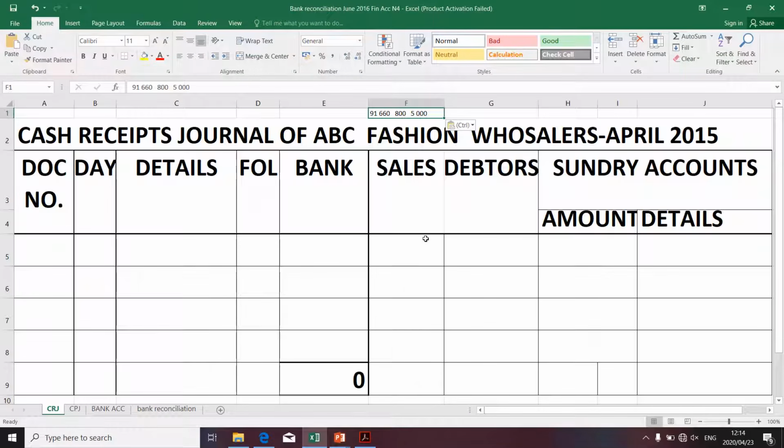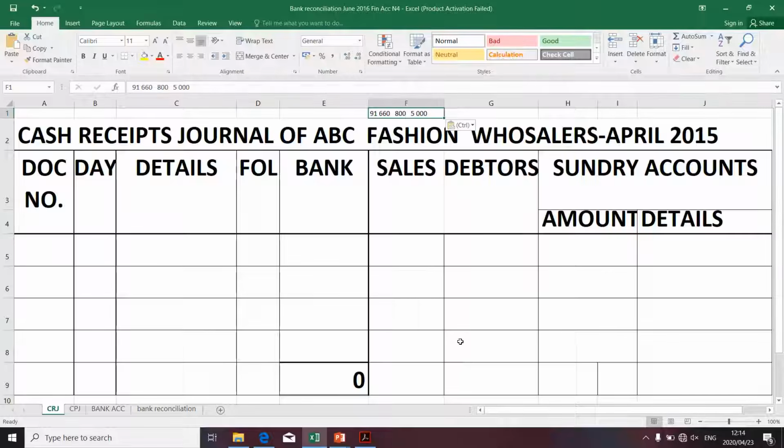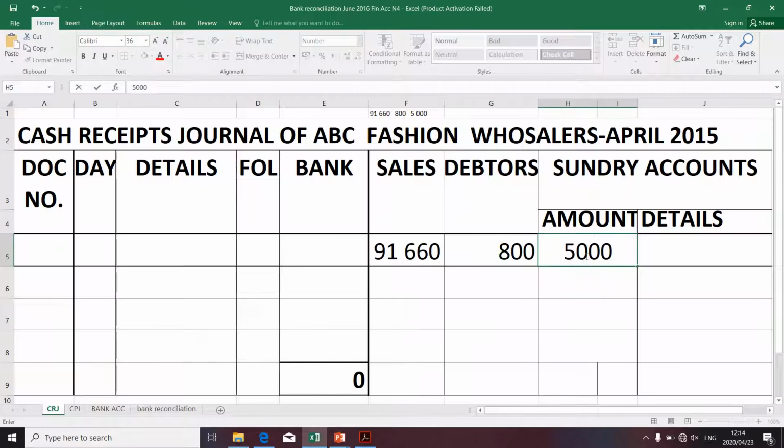Now what we want to do is start by entering the total balance, because there's an amount that we're going to update. I'm going to enter the total balance. If you follow, 916660 should be populated in that cell because it relates to the sales column. The 800 should be populated in that cell because it relates to the debtors column, and the 5000 should be populated in that cell because it relates to the amount of sundry accounts. Remember, these amounts were provided.